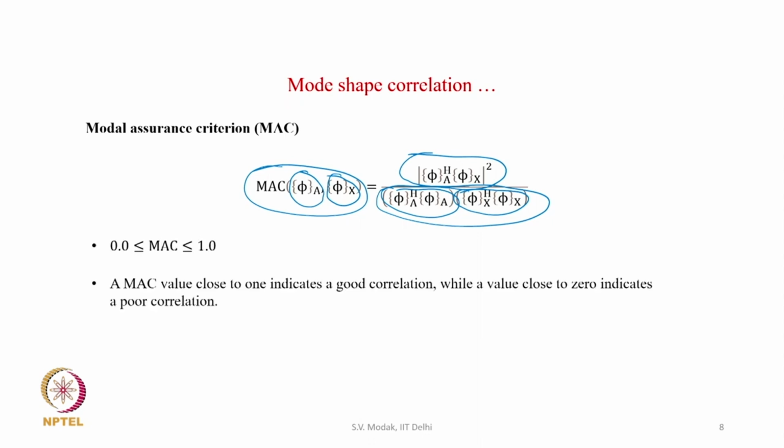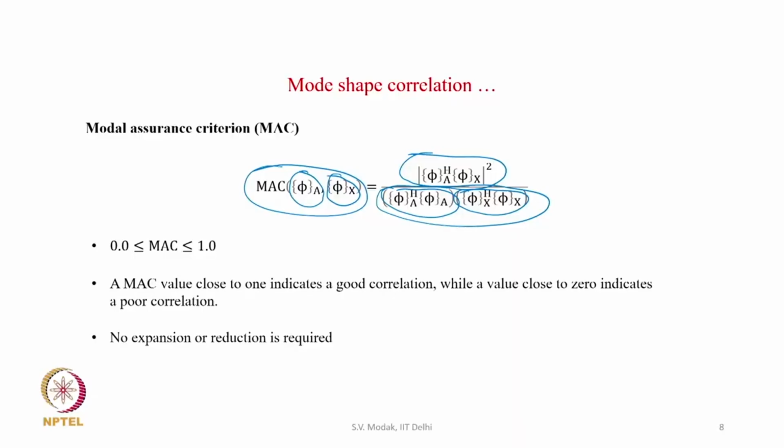A MAC value close to 1 indicates a good correlation between the two modes, while a value close to 0 indicates a poor correlation. If the two modes are identical, so phi A is identical to phi x, then MAC would give the value 1, and if there is any small deviation, the value will drop below 1. The larger the drop from 1, the larger the lack of correlation between the two mode shapes. So, this provides a very good index to quantify the degree of similarity between the two eigenvectors or mode shapes.